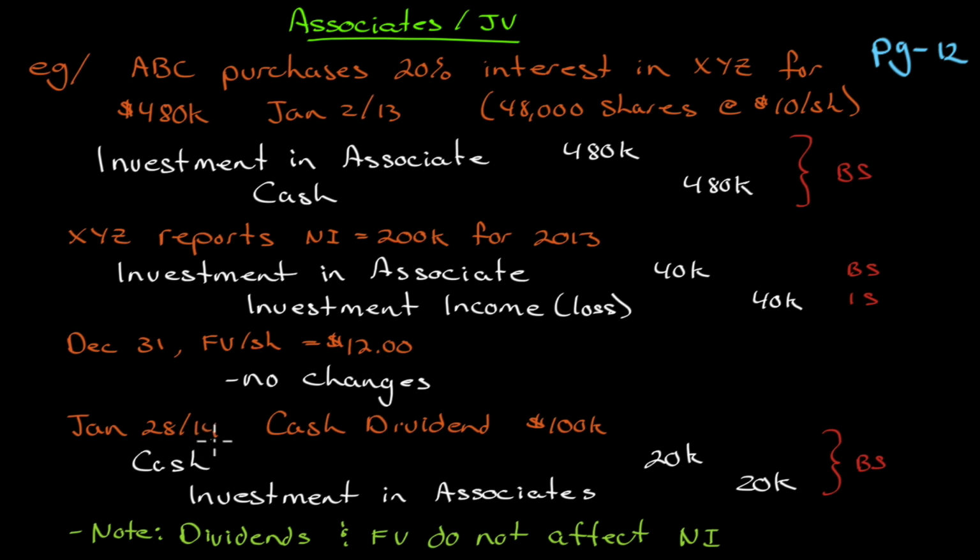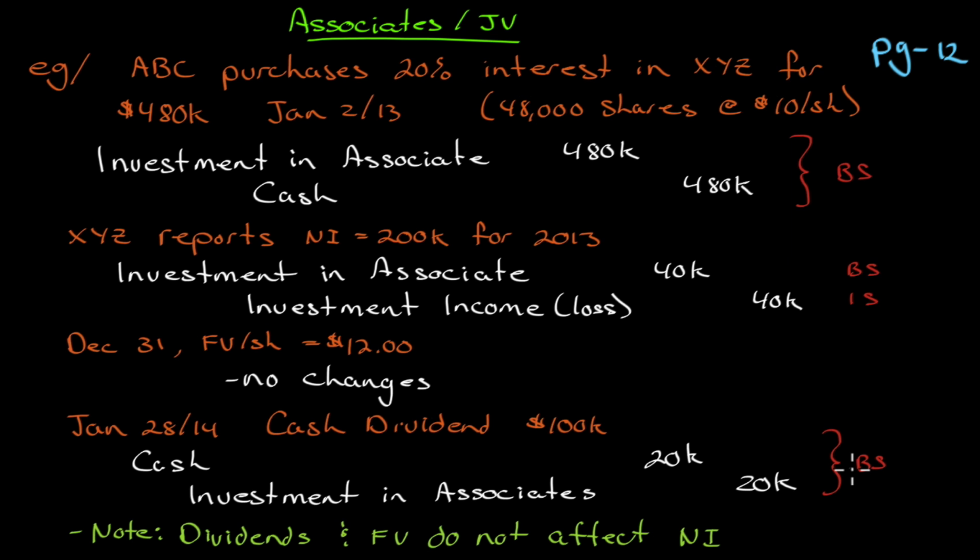January 28th, 2014, a cash dividend of $100,000 is paid. Well, 20% of that is ours. So cash, we're going to receive $20,000. And because dividends reduce the value of the firm that issues it, we reduce investment in associates by the same $20,000 as well, and that's only recorded on the balance sheet.